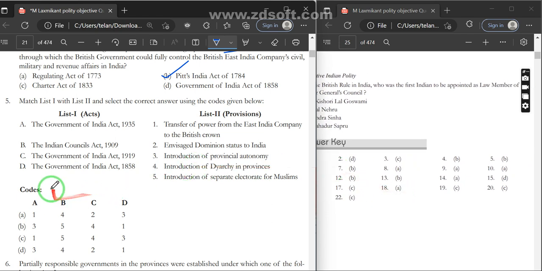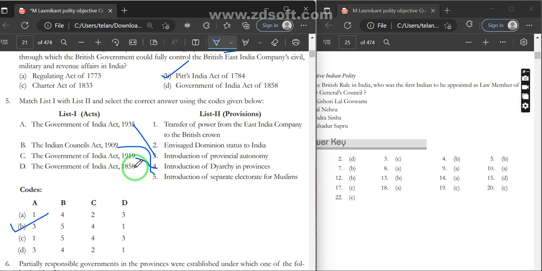The option is 5B. A goes to 3, which is 1935 Act, Introduction of Provincial Autonomy, yes. And B, 5. Indian Councils Act 1909, Introduction of Separate Electorate for Muslims. That means only Muslims can vote for Muslims. That came in 1909 in Minto-Morley Reforms, 1909 Act. And C4, Government of India Act 1919, Introduction of diarchy in provinces. We have previously seen in the above question.